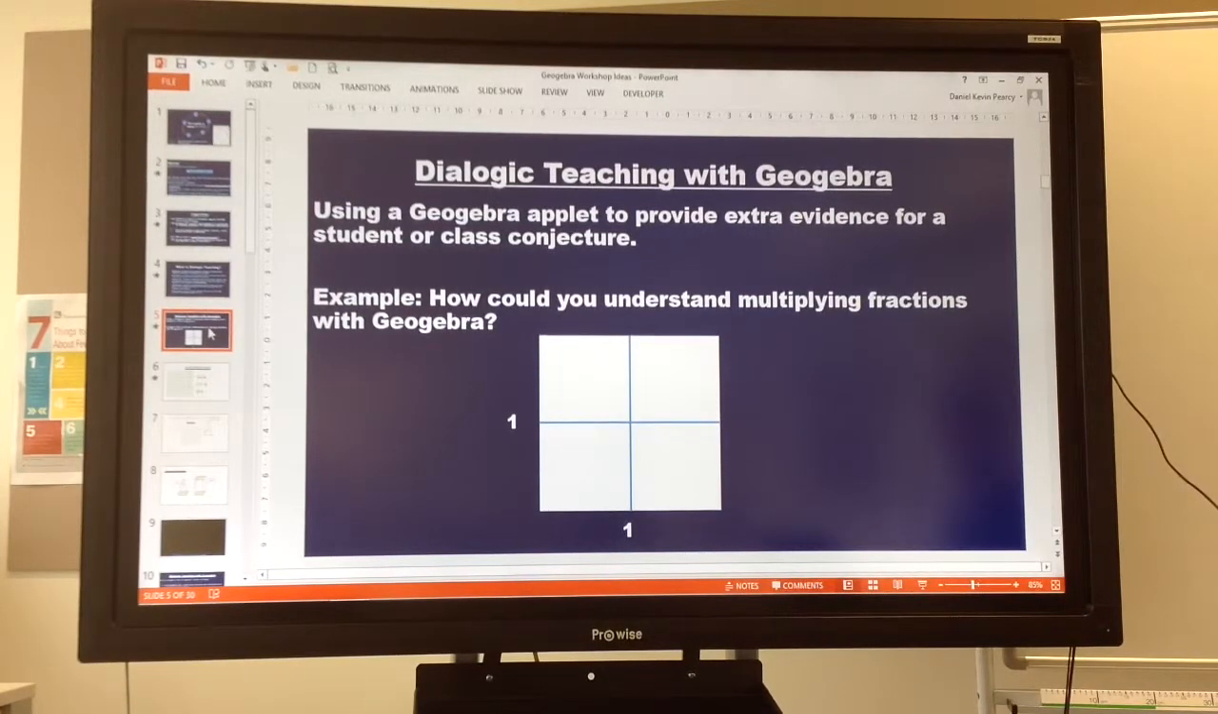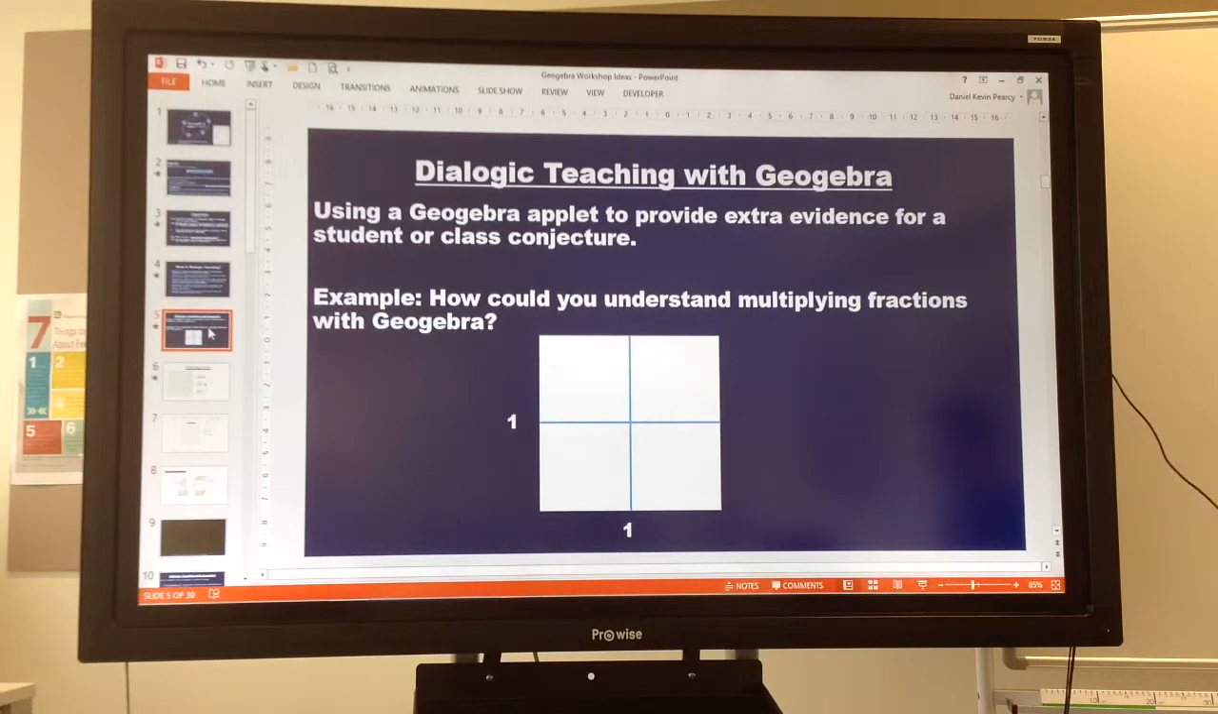I've got it at the top here. So using a GeoGebra applet to provide extra evidence for a student or class conjecture. So when students are discussing, along with you, the why something's going on or making a conjecture about something, I find that GeoGebra can help provide extra evidence, can confirm a conjecture, kind of like replicating an experiment in science, just providing more data to give you a better idea of what's going on. So I want to give a few examples of how you could fit this idea into certain classes.